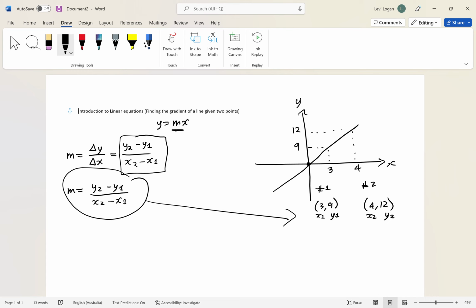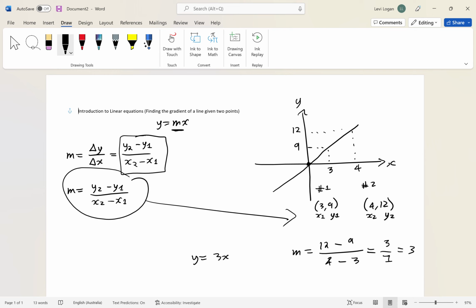So gradient m is equal to y2, which is 12, minus y1 of 9, divided by x of 2, which is 4, minus x of 1, which is 3. The top is going to simplify to 3. The bottom is going to simplify to 1. So our gradient is 3. So our equation of this line is 3x.